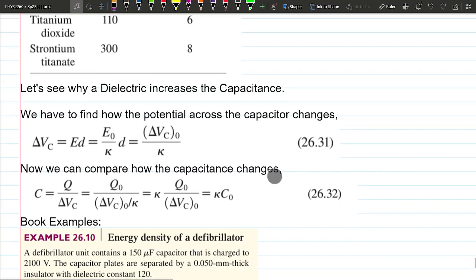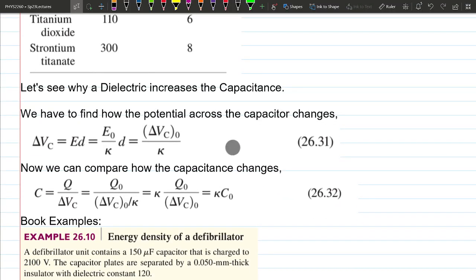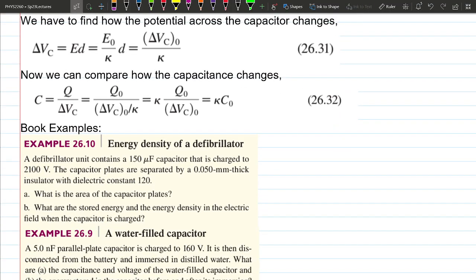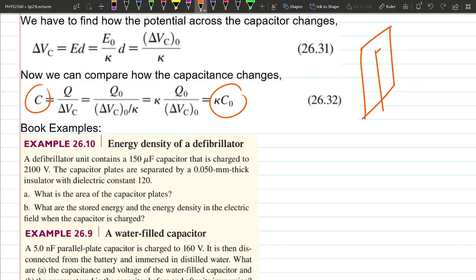This is useful because, let's skip all this little derivation and get to the equation down here. If we calculate the capacitance of a capacitor with or without a dielectric between them, let's say I have a capacitor with some area and some distance between the two plates. The capacitance is the area times epsilon naught divided by d. That's how you calculate capacitance.